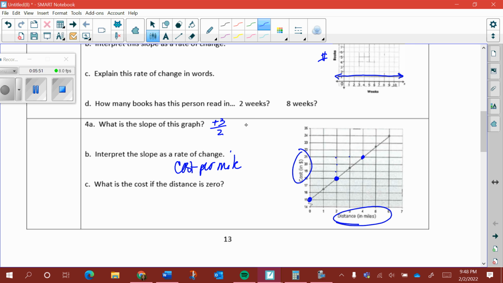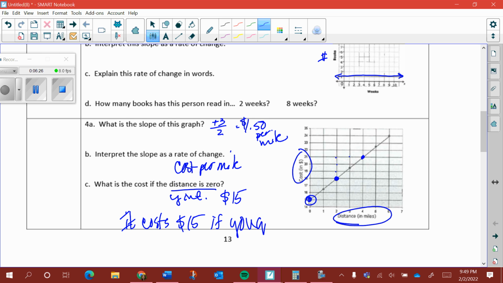So in this case, it's going to be $1.50 per mile. And if the distance is 0, that means the y-intercept. The y-intercept is going to be 15, which means that's how much it costs if you go 0 miles. It costs 15 if you go 0 miles.